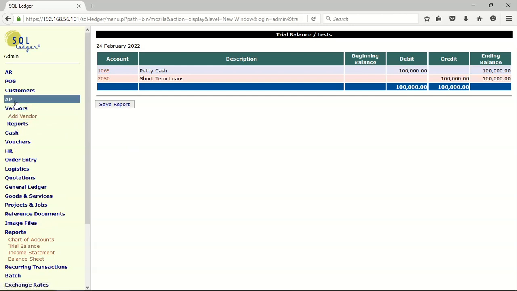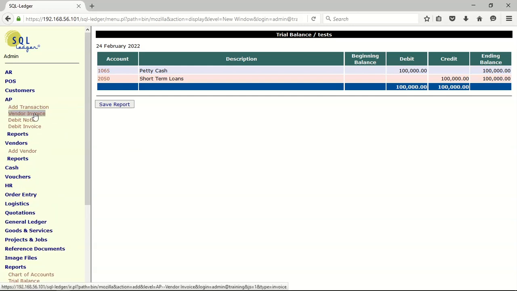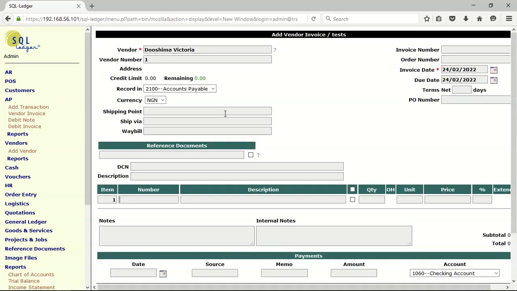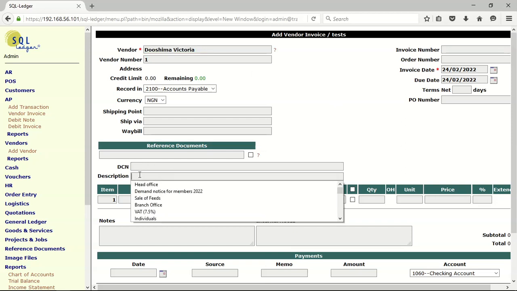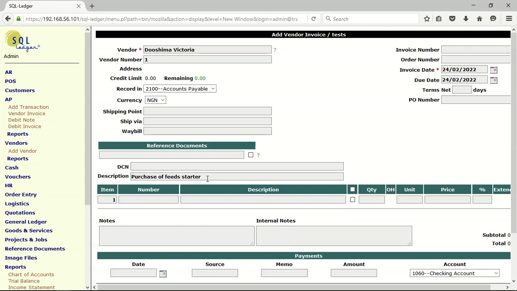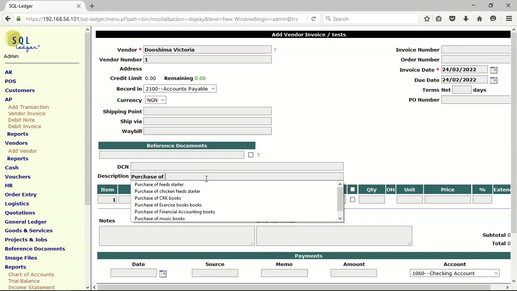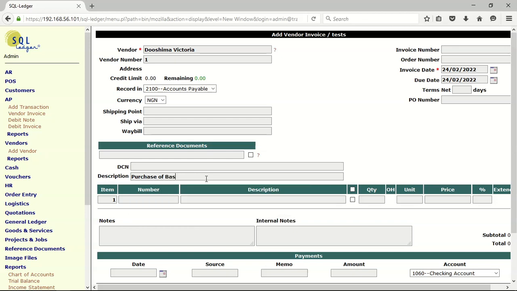Let's go to accounts payable, vendor invoice rather. Now here we can put the person we buy the fish from. If we put here that it is buying of fish, let's write it like this. Come edit the thing: purchase of basket of catfish.